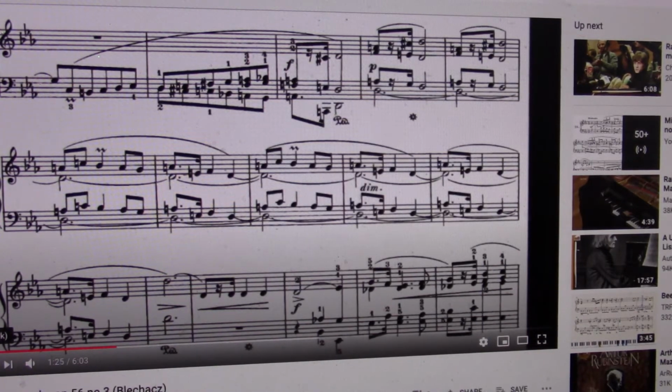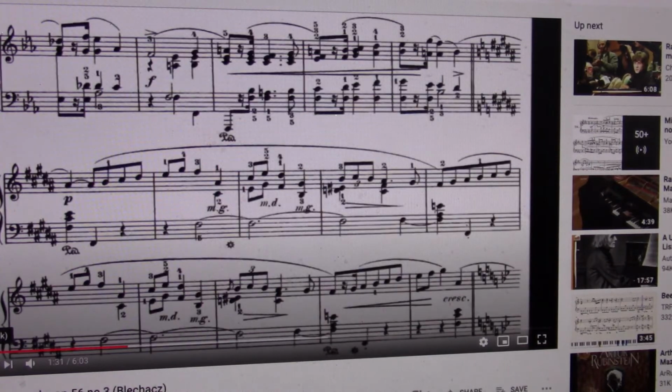See, D is established. See, suddenly D became the leading tone.